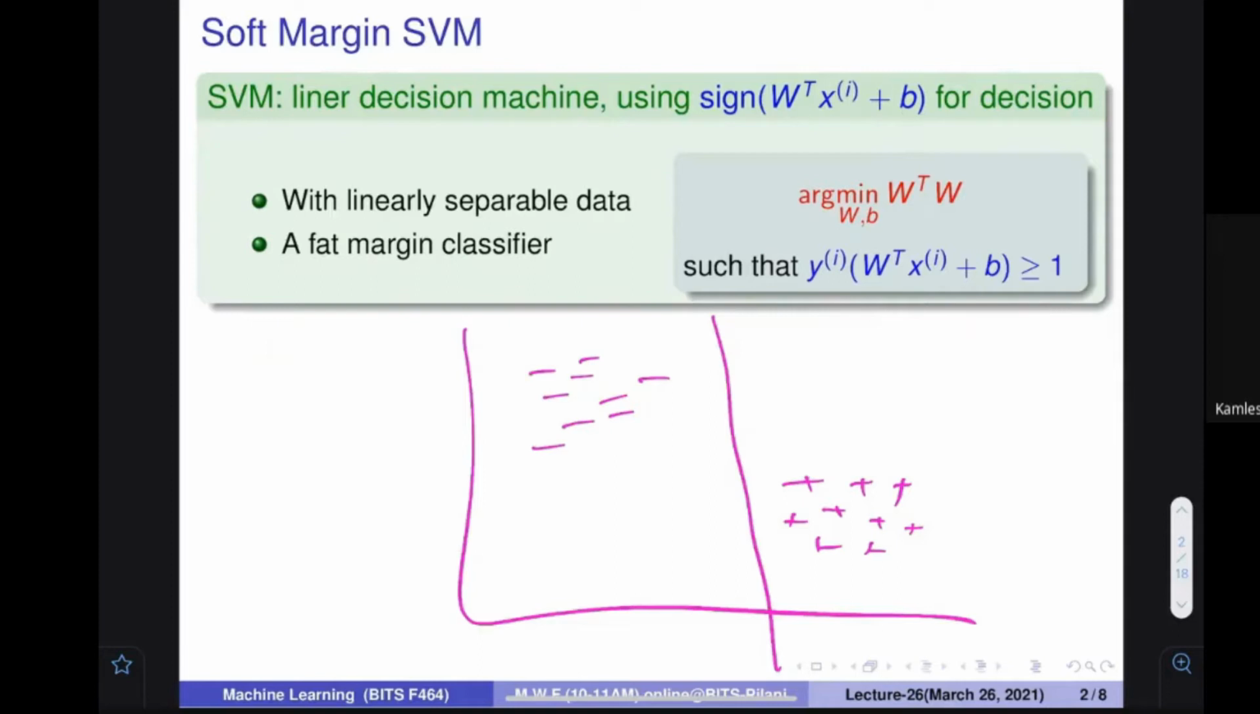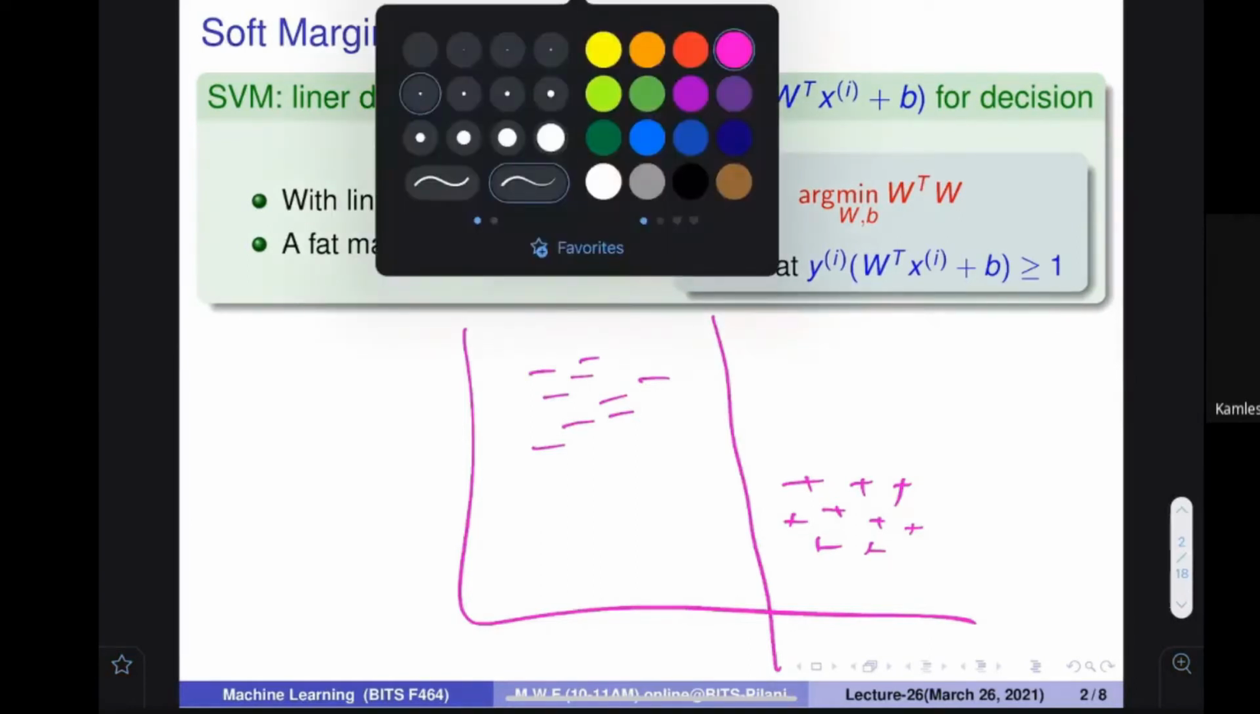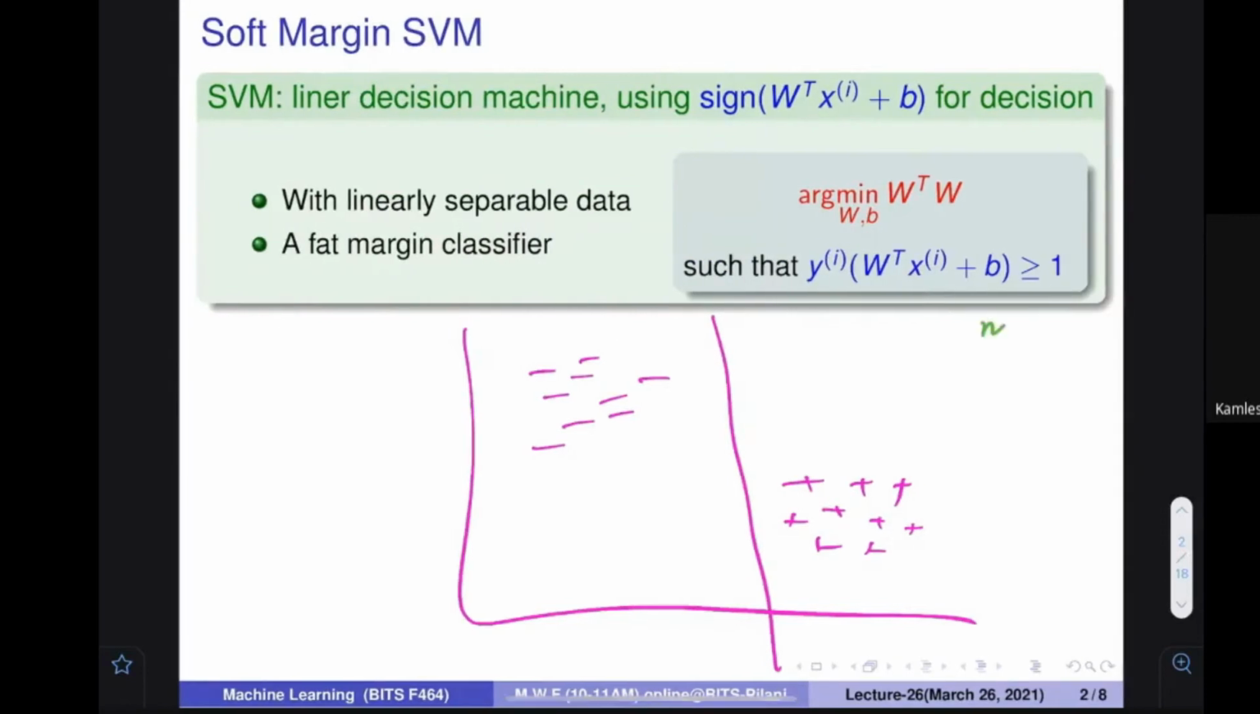But is it the best decision boundary? Then you may think there is a possibility of having something better. We saw in the last class that there is a concept called margin. Margin is this: you see what the nearest point is. For example, this is the nearest point. So these are the two distances. Let's assume this is a 3-unit distance and this is a 2-unit distance.